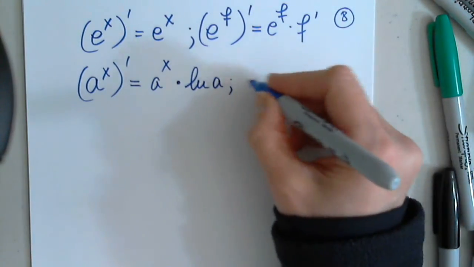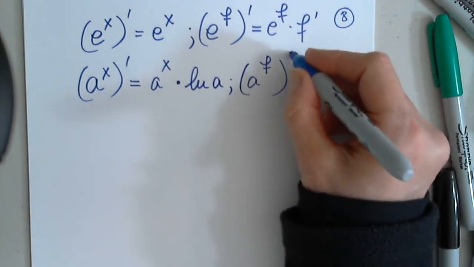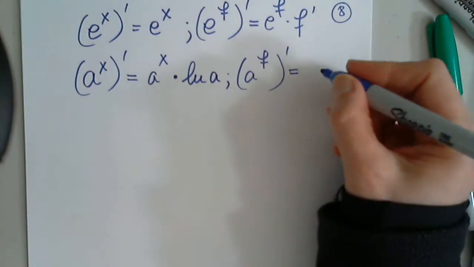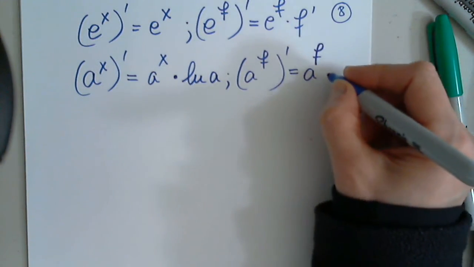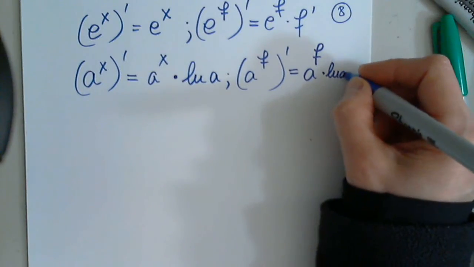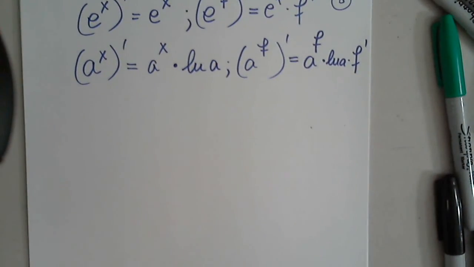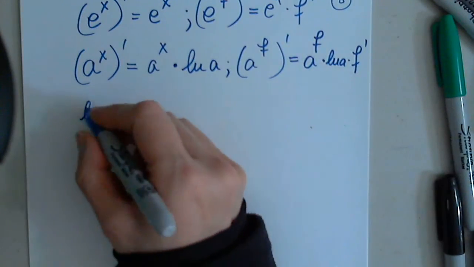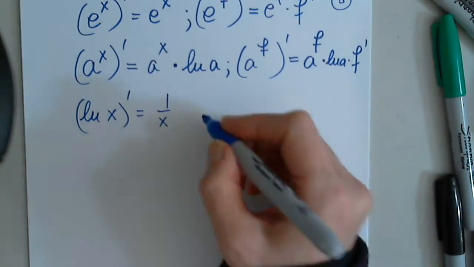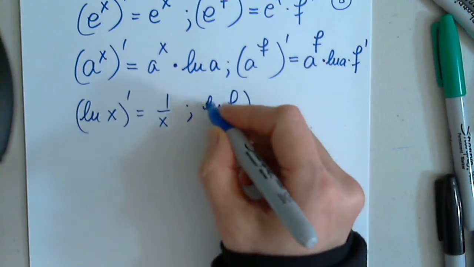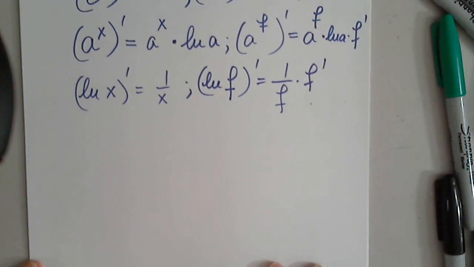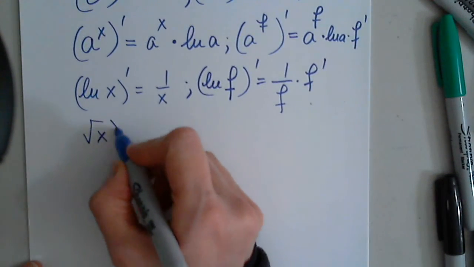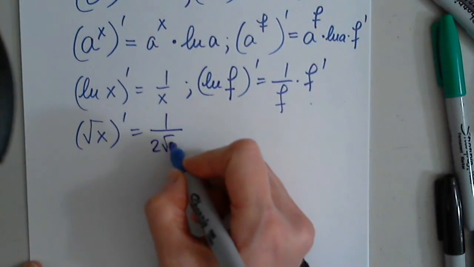Great job. The same thing for a to a function prime. What do we get then? a to the function times natural log of a times the function prime. Also awesome. Okay, now we know that the natural log x prime is 1 over x. We know that natural log of a function prime is 1 over the function times the function prime. This is not the same function, but it should remind you of this. Close.